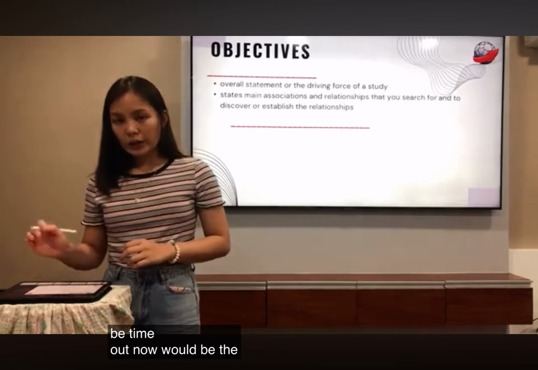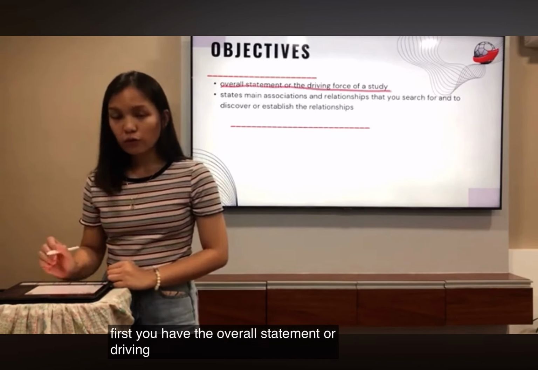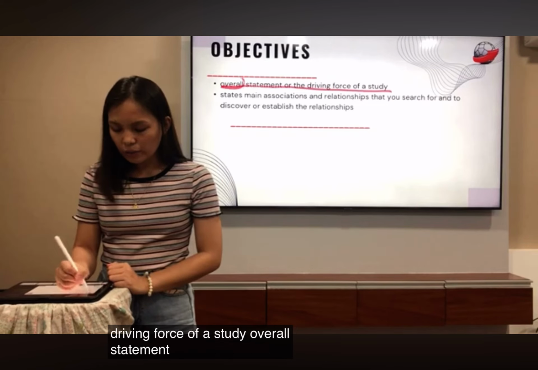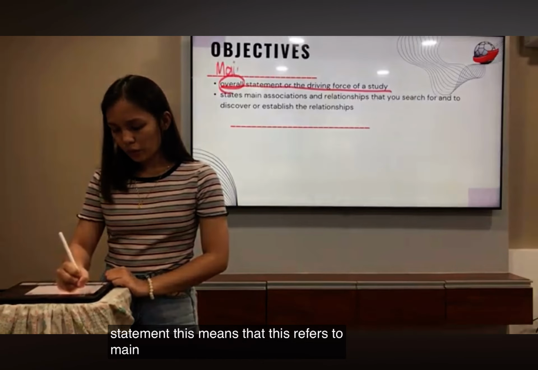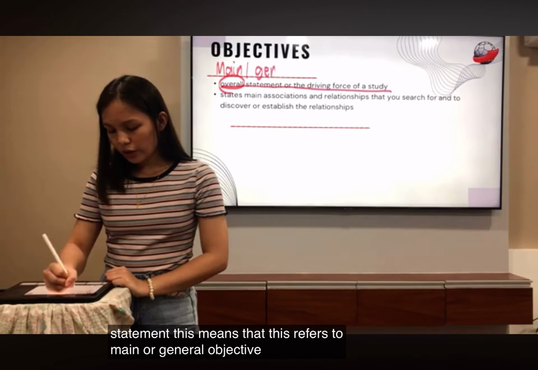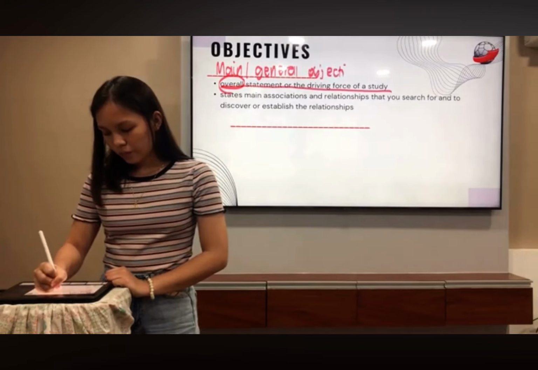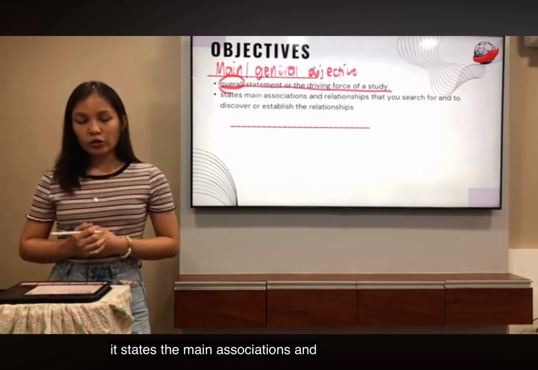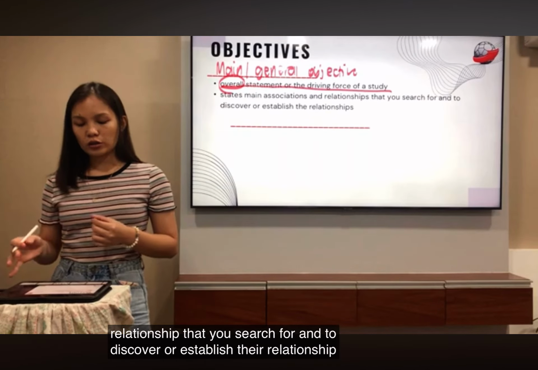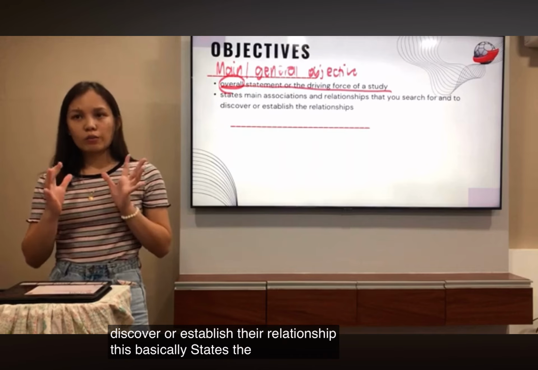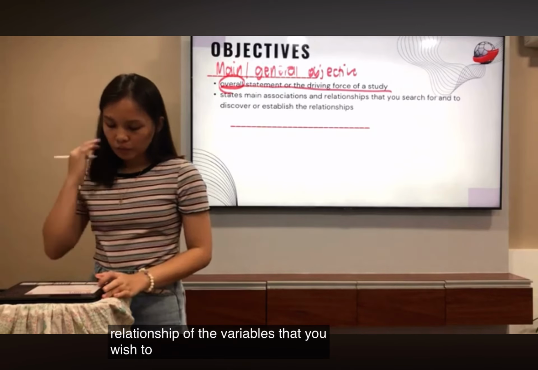Now we come to the types of objectives. First, you have the overall statement or driving force of a study. This refers to the main or general objective. It states the main associations and relationships that you search for, to discover or establish the relationship. This basically states the main relationship of the variables that you wish to examine.